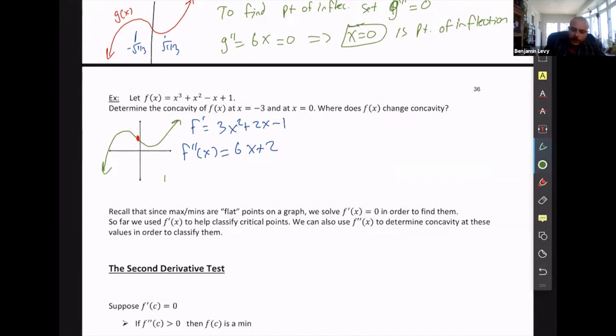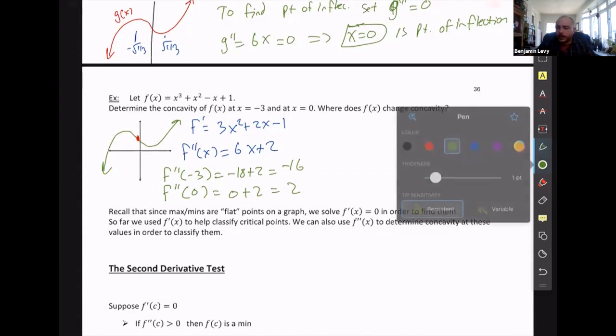All right, so I'm going to take the second derivative that we just calculated, plug in -3, and we'll also plug in 0. Just right into that function right above there. When you plug in a -3, we'll get -18 plus 2, which is -16. And then 0 plus 2, which is 2. Right, so we get a positive number and a negative number. And that tells us the concavity there. Positive means concave up, negative means concave down.